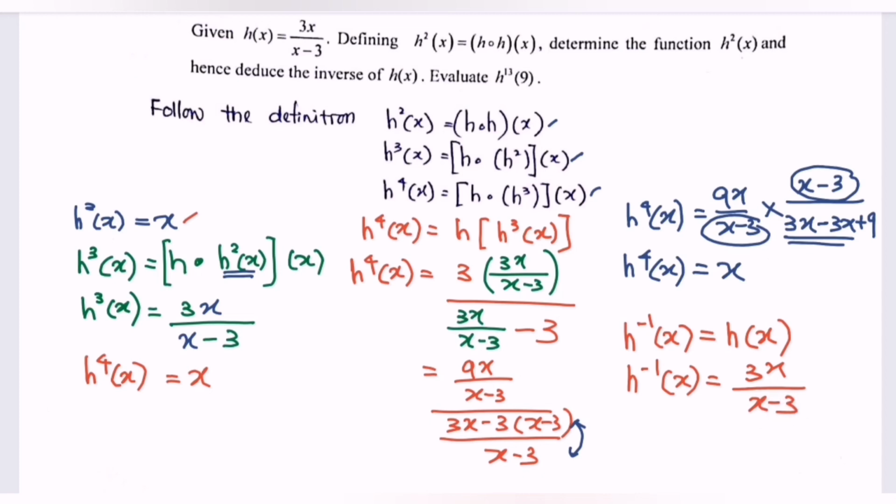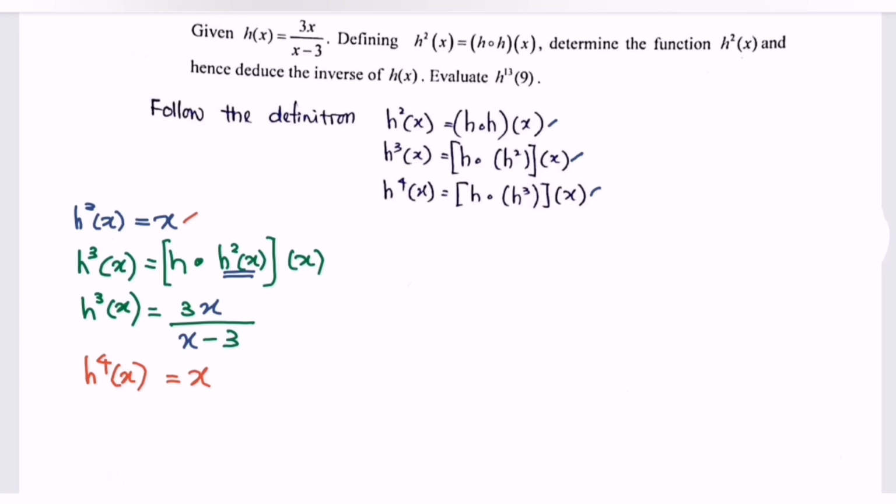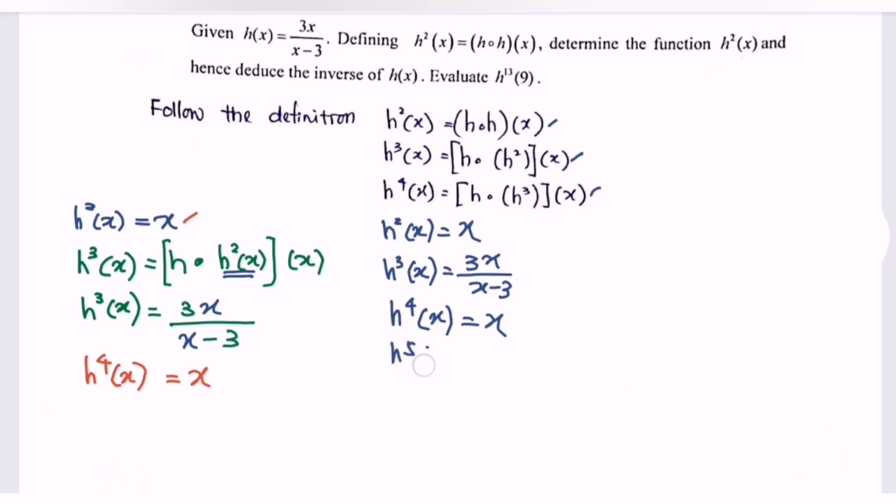Next, evaluate the h to the power of 13 with the value x, which is the 9. From here, we can see that we have h squared x, which is the x. Next, h to the power of 3 x, we have 3x over x minus 3. h to the power 4, we can have x. h to the power 5, the answer will be 3x over x minus 3. And from here, we can deduce the situation. If it's the even number, we will have the x. And for the odd number, we will have the function of h(x).